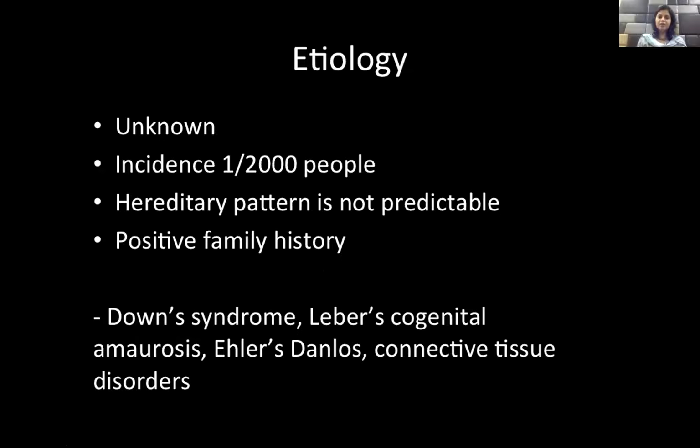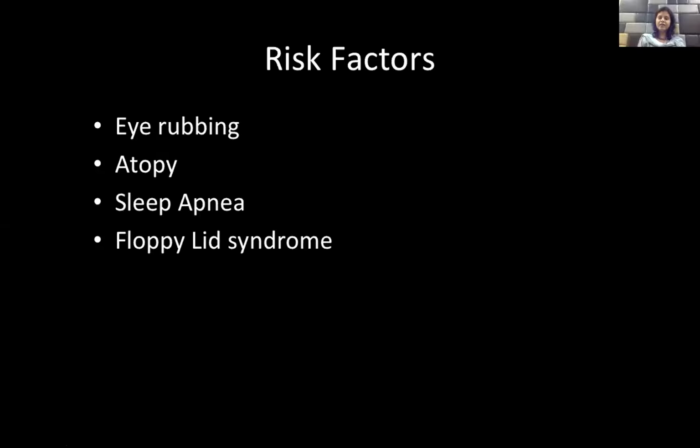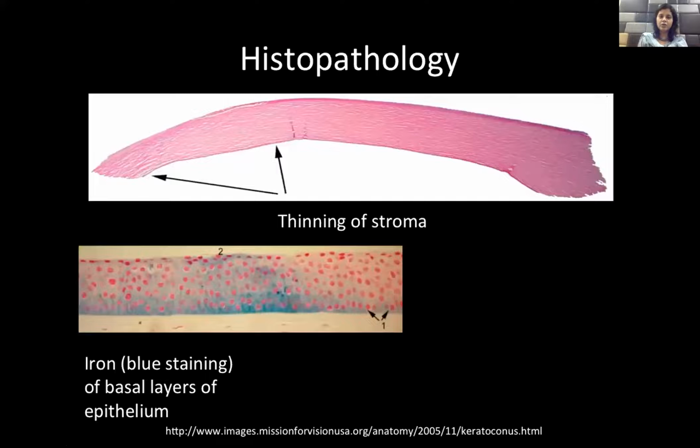Now, the etiology per se is unknown. There's no hereditary pattern, though positive family histories have been reported. Down syndrome is a common association. You can also have Leber's congenital amaurosis, Ehlers-Danlos, and connective tissue disorders. Again, you can remember these because it's a disorder of the collagen. So any other collagen vascular disorder in the body, you could have a relation with keratoconus. There are other risk factors like eye rubbing, atopy, sleep apnea, and floppy eyelid syndrome.